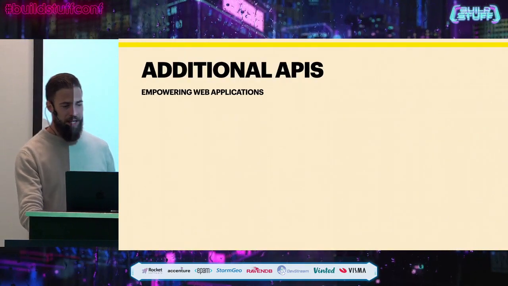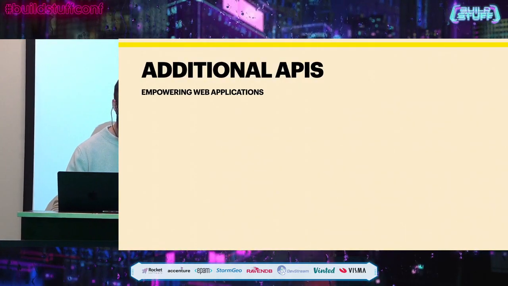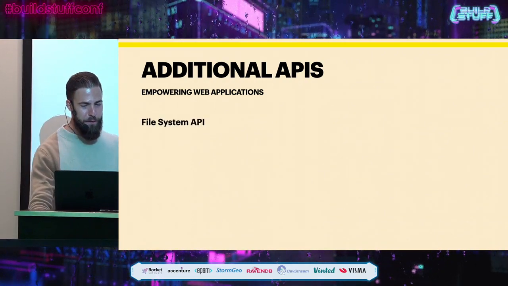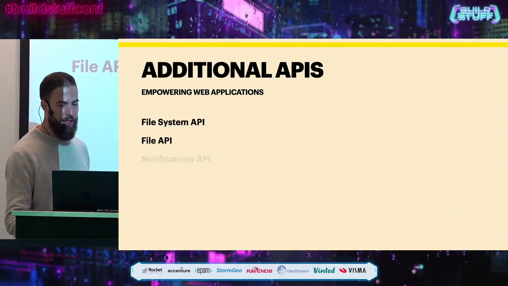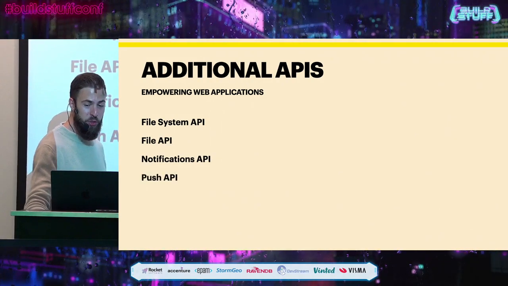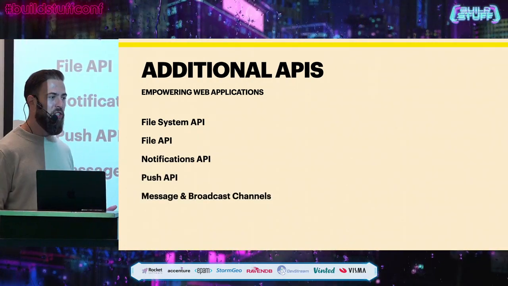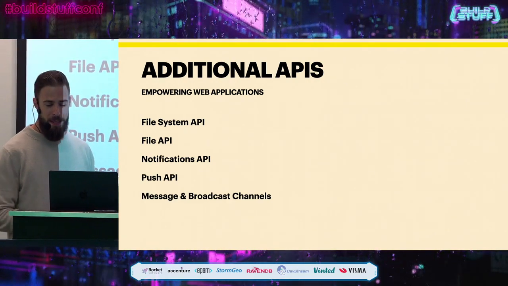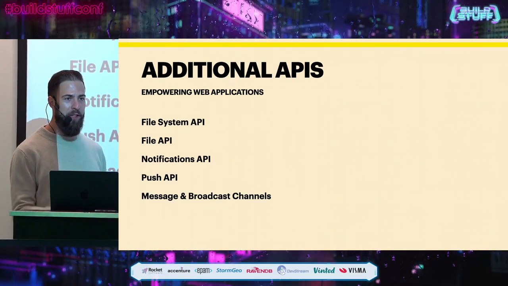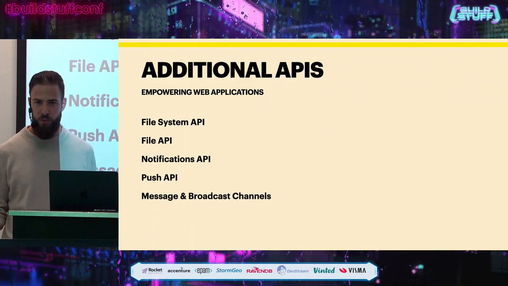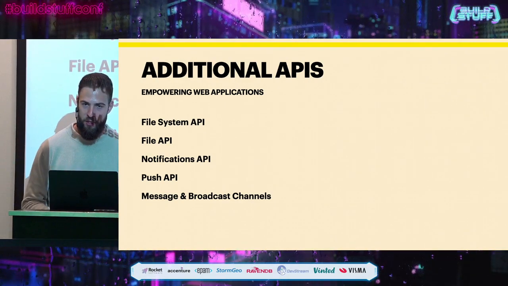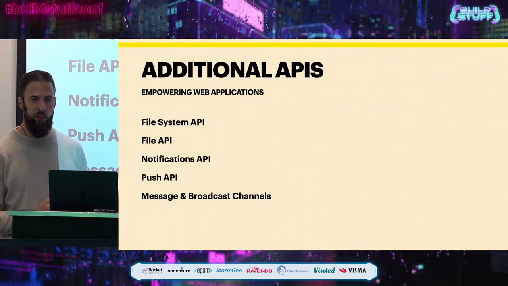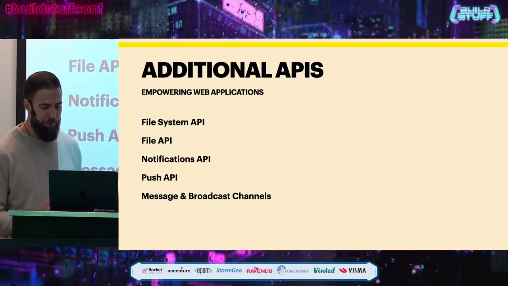Okay, and there's some more additional APIs that browsers support nowadays, like the file system API, file API, notifications API, push API, message and broadcast channels, and many, many more, like web Bluetooth. And those are all APIs that are not needed to build offline first web applications, but they kind of close the gap between web applications and native applications.